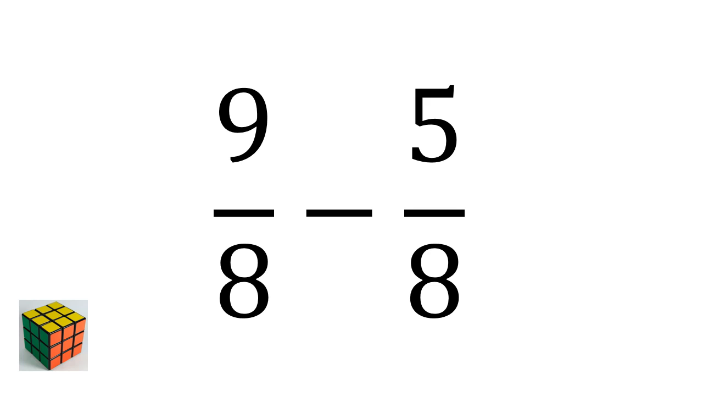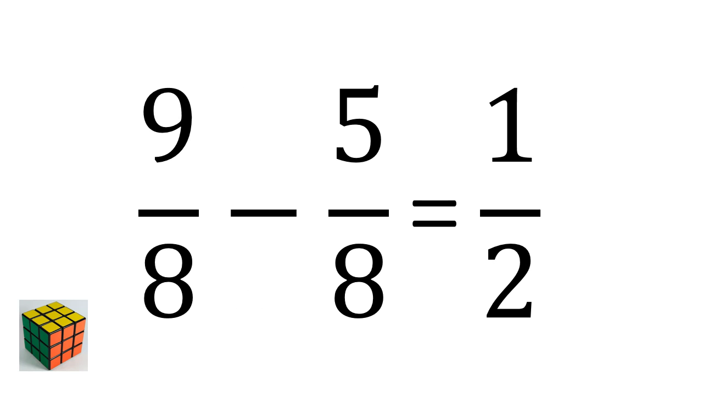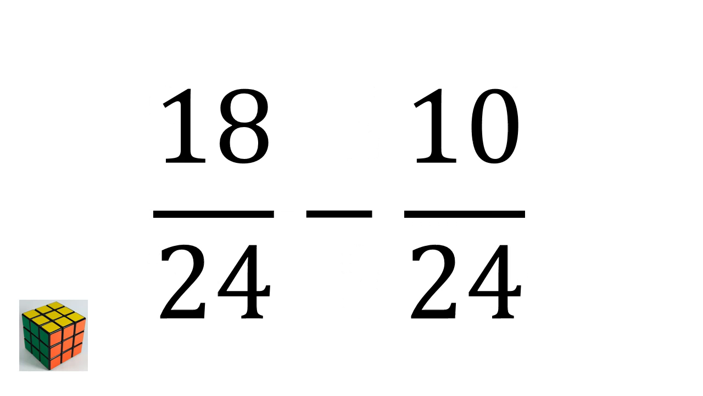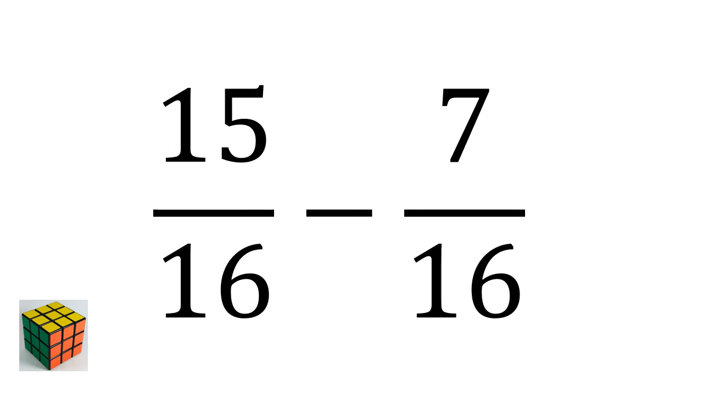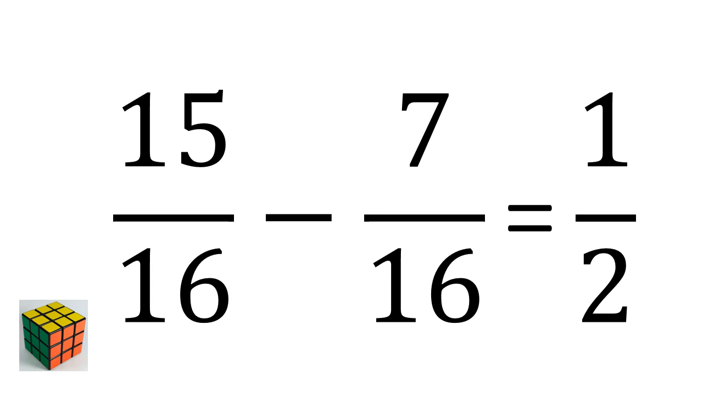9/8 minus 5/8. 9/8 minus 5/8 equals 1/2. 18 over 24 minus 10 over 24. 18 over 24 minus 10 over 24 equals 1/3. 15 over 16 minus 7 over 16. 15 over 16 minus 7 over 16 equals 1/2.